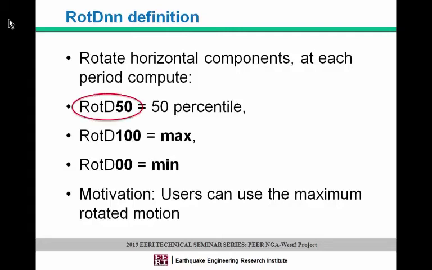The maximum, we call it RotD100. So RotD100 is basically the rotated motion, 1 degree at a time, once you find the maximum. The minimum is RotD0. The 50 percentile is what we are using.